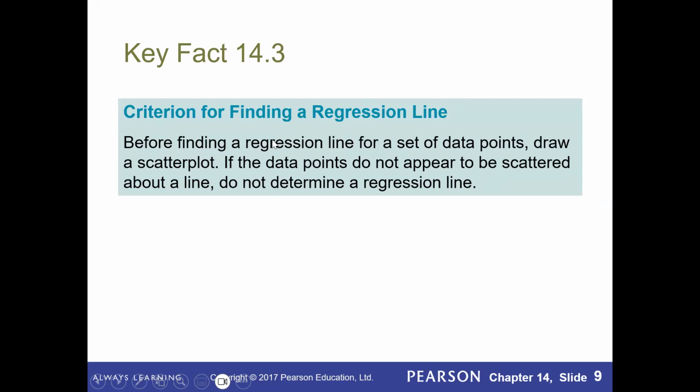So what is the criterion for finding a regression line? Before finding a regression line for a set of data points, draw a scatter plot. If the data points do not appear to be scattered about a line, do not estimate a regression line.